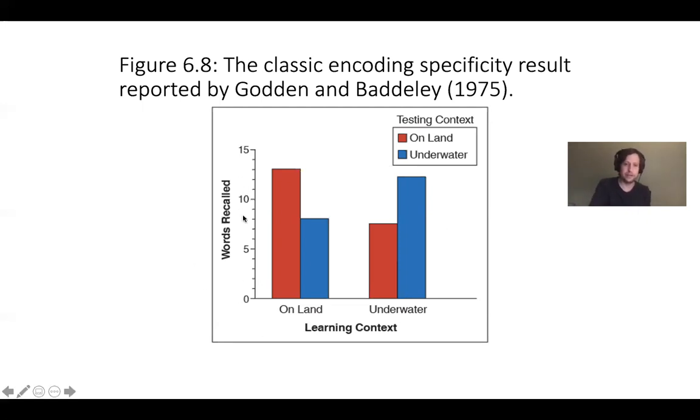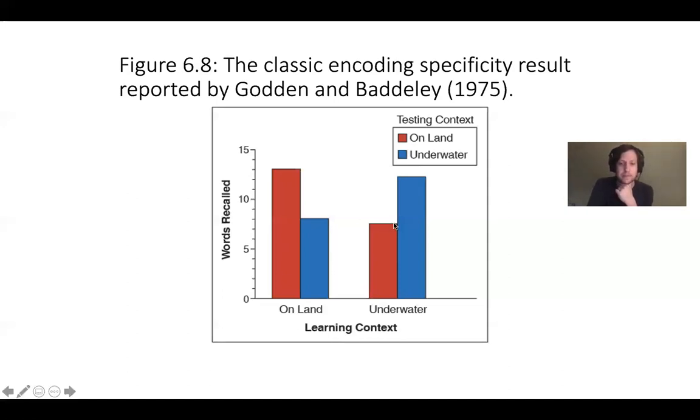The dependent variable here is accuracy, or the amount of words you're able to successfully remember. When you learn on land, this column, you are better. Your performance is better when you're tested on land as well. When you learn on land, but you're tested underwater, your performance is bad. But it's not that just being tested underwater is inherently hard. It probably is a little bit harder.